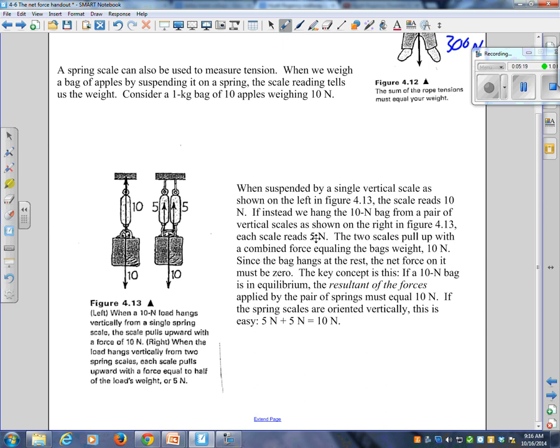The two scales pull up with a combined force equaling the bag's weight. Since the bag hangs at rest, the net force on it must be 0. The key concept is this: if a 10 newton bag is in equilibrium, the resultant of the forces applied by the pair of springs must equal 10 newtons. If the spring scales are oriented vertically, straight up and down, this is 5 plus 5, or 10 newtons. What happens if you put them at an angle?